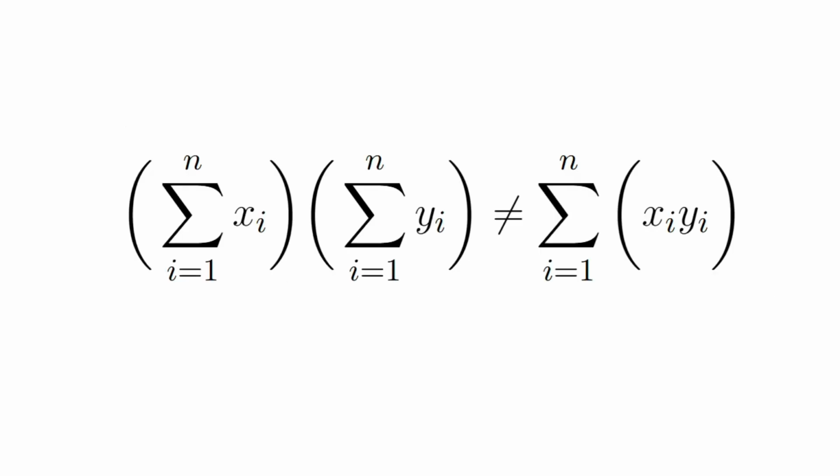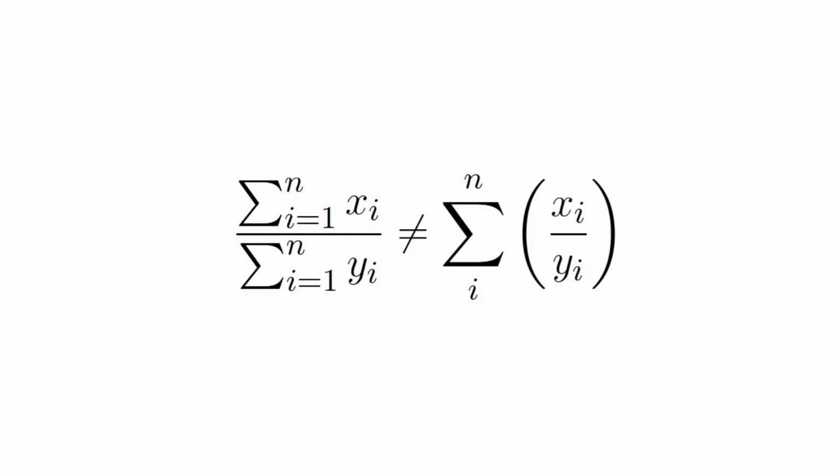Okay, here this equation is showing that in general, the multiplication of two sums, one for x and one for y, is not equal to the sum of multiplication of x and y. You can make up some numbers and try it yourself. Here you see that in general, the division of two different sums, one for x and one for y, is not equal to the sum of x divided by y.